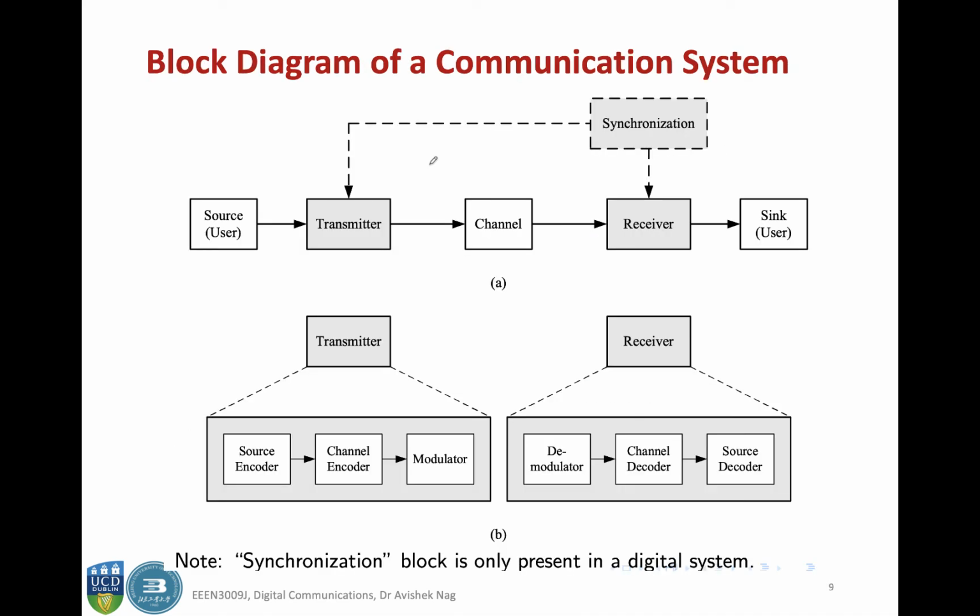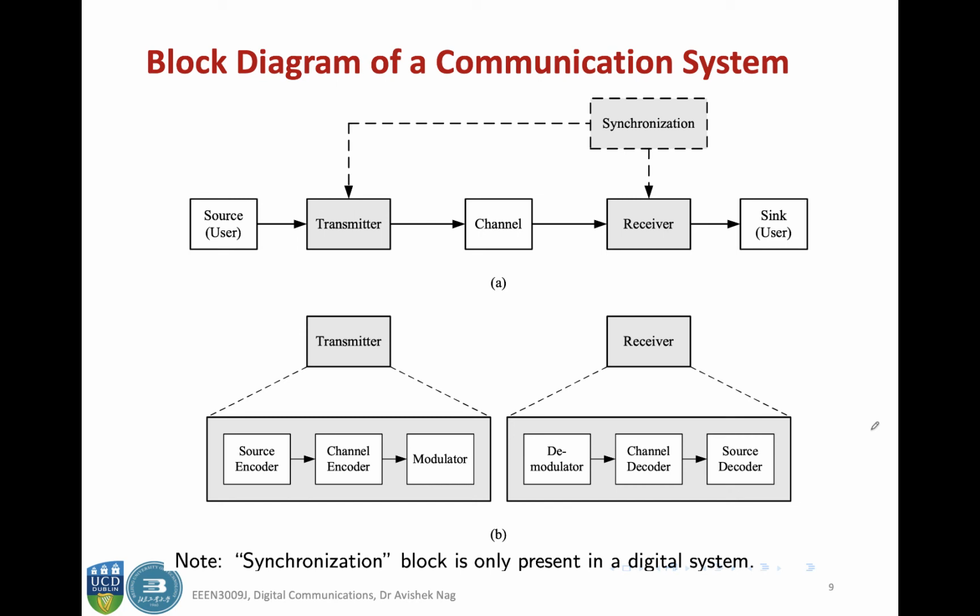So in a general digital communication system, you have these essential blocks. You have a source or a user which is generating the message, and then that message is transmitted by a transmitter, and the message goes through a channel, and that channel transmits the message to the receiver, and finally the receiver decodes the message and sends it to the final user. So you have a source and a sink, and in between you have a transmitter, a channel, and a receiver.